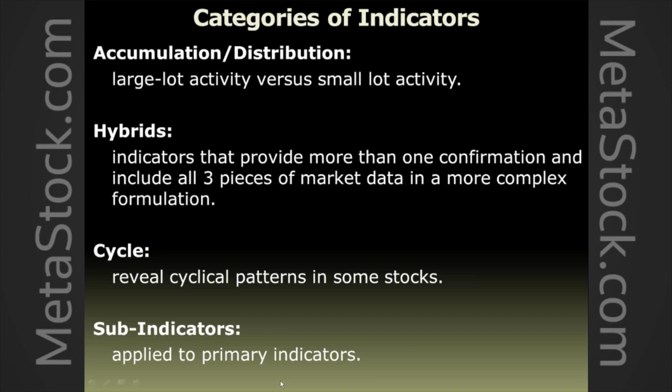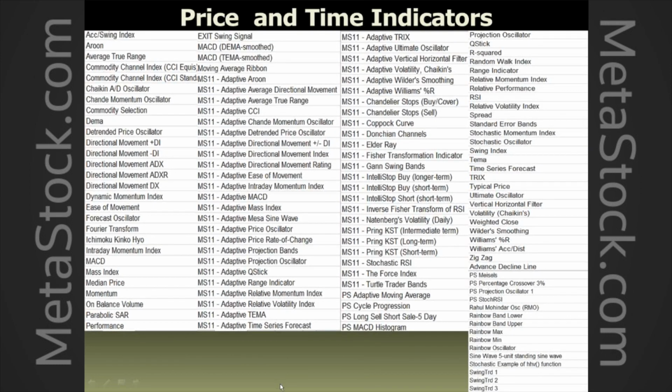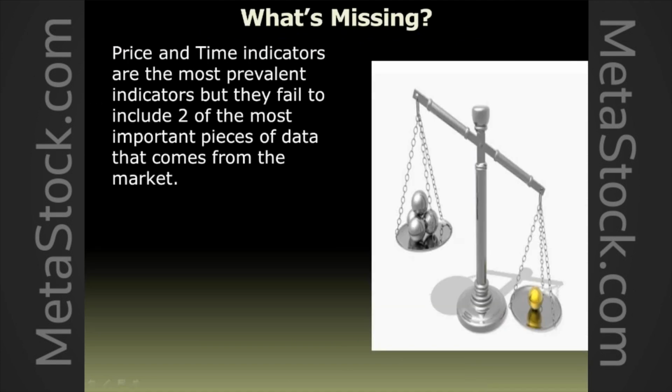So in MetaStock, these are some of the price and time indicators. There's a whole bunch of them. And we can see that, yes, in the past, price and time indicators were the most important, because in the days when average investors and traders dominated, that was the more important indicator to have. However, price and time indicators are the most prevalent indicators, but they fail to include two of the most important pieces of data that comes from the market today: quantity and time.